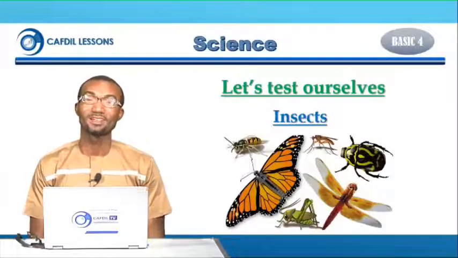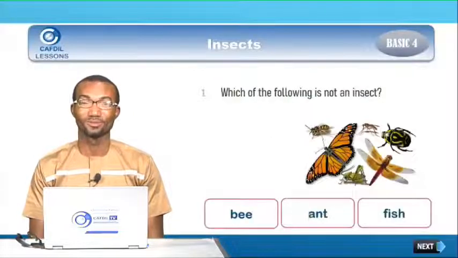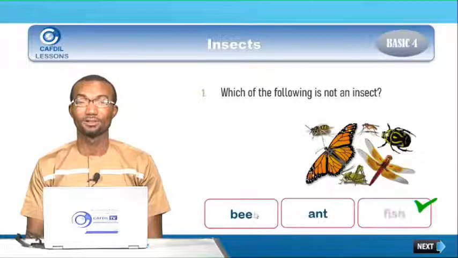Good. Now let's test ourselves on this lesson to see how well we understood it. 1. Which of the following is not an insect? We have bee, we have ant, we have fish. Good. The answer is fish. So fish is not an insect. But we are saying insects have 6 legs. Fish has no legs. So it's out.